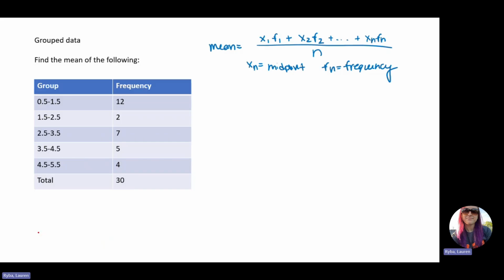So for these, we're going to be given a table with the spread of data and the frequency. And what I'm going to want to do is add next to my range here what the middle is of those two values. So the middle of 0.5 and 1.5 is 1. The middle of 1.5 to 2.5 is 2. 2.5 to 3.5 is 3. 3.5 to 4.5, the middle is 4. 4.5 to 5.5, the middle is 5.